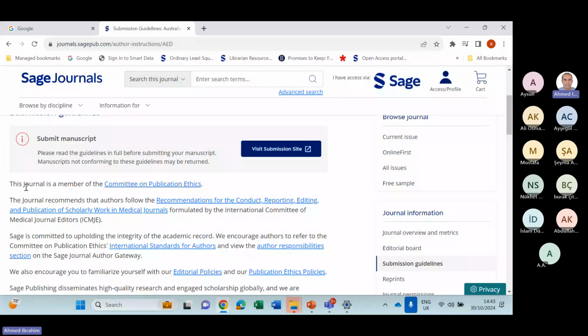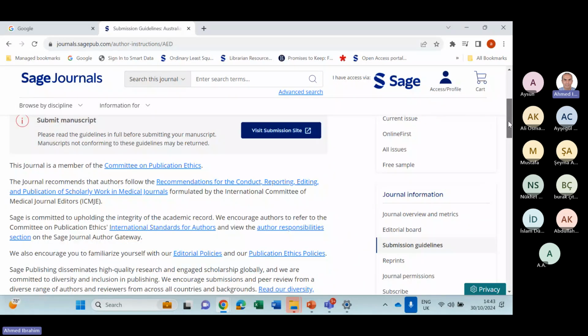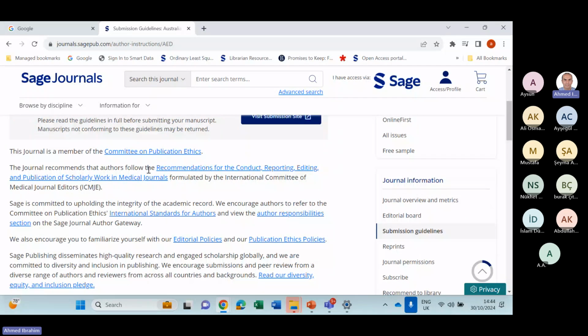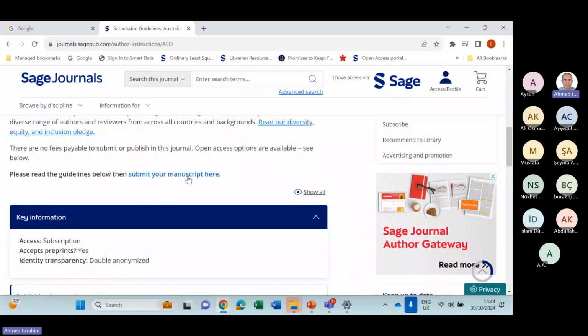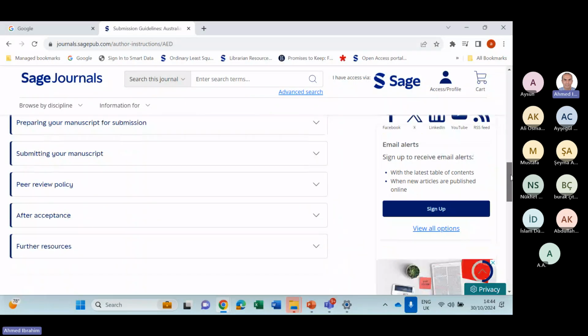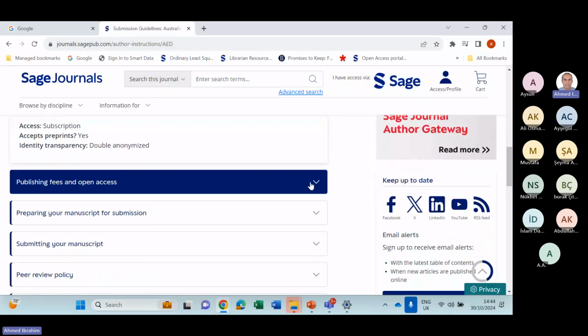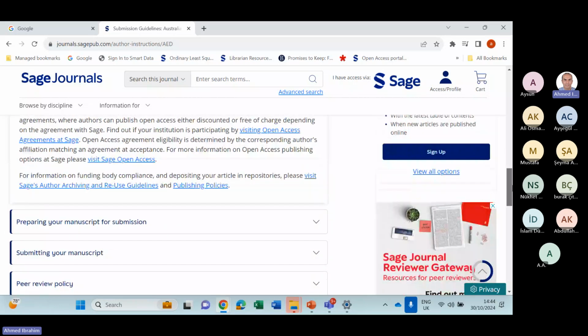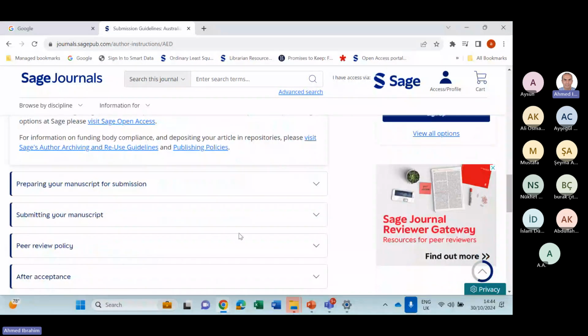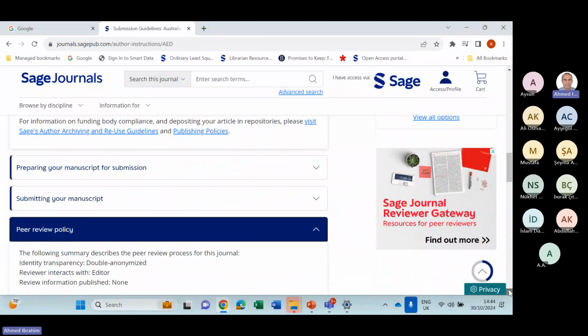So you'll find at first that this journal is a member of the Committee on Publication Ethics. As we mentioned, it adds some strength to this journal. You'll find the journal recommends that authors follow the recommendations for the conduct, reporting, editing. You'll find some hyperlinks to follow the editorial policy, publication ethics policies, and please read the guidelines below, then submit your manuscript here. So it's clear. And you'll find some key information, publishing fees and open access. So you'll find some fees about the process, preparing your manuscript for submission, submitting your manuscript, peer review policy. You can just click and see the peer review policy of this journal.